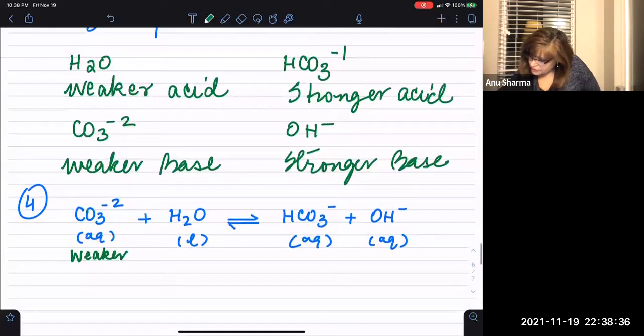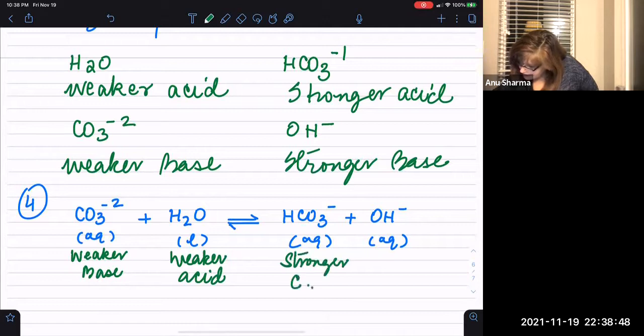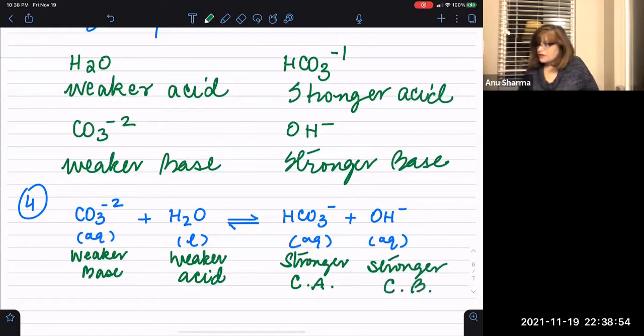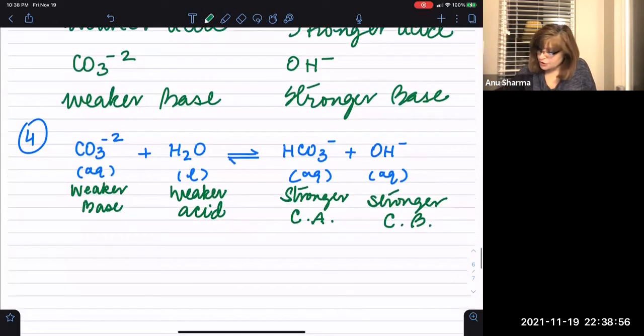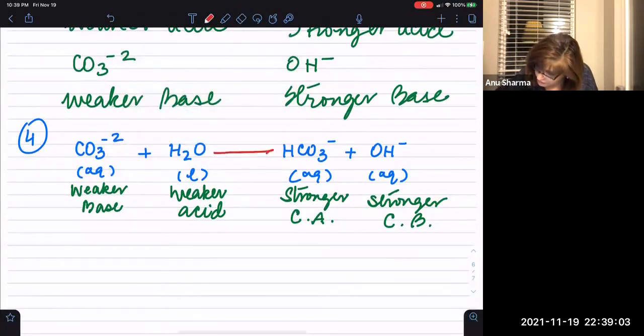Water, we already looked at, is weaker. So this is a weaker base. This is a weaker acid. And this side is a stronger conjugate acid and stronger conjugate base. Okay, so what is the direction of the equilibrium? The direction of the equilibrium is going to be moving backwards, more to this side and a little bit to this side.